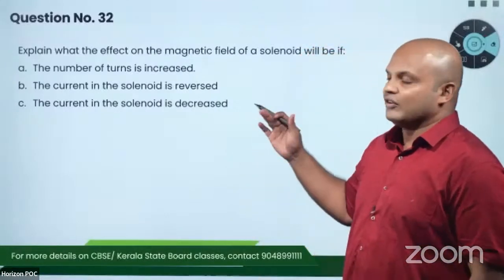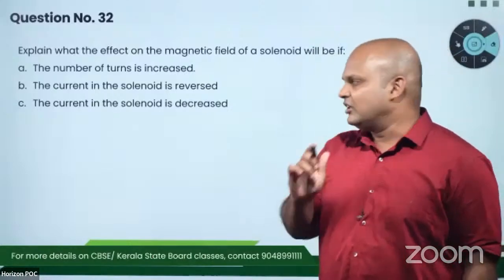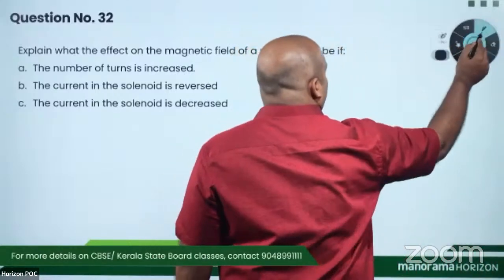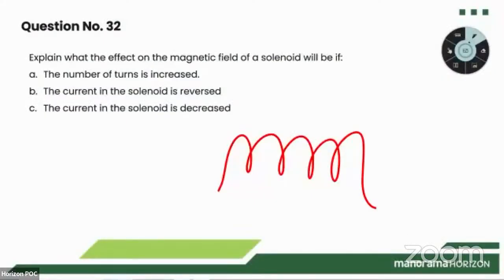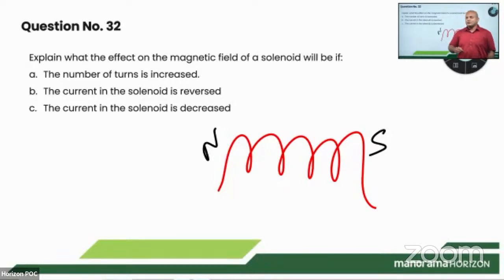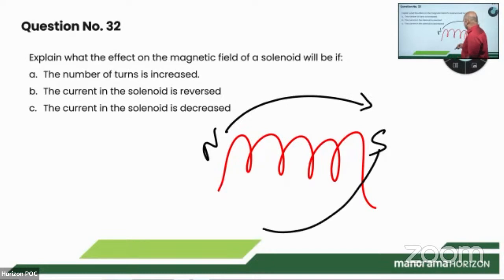Next, the current in the solenoid is reversed. If this is our solenoid, and for a given current, let's say this is the polarity, you will have a north pole and a south pole. If you reverse the direction of the current, these poles will interchange. They will reverse places. North becomes south, south becomes north. So if the current in the solenoid is reversed, the polarity of the magnetic field will also reverse. The poles will also reverse their positions.